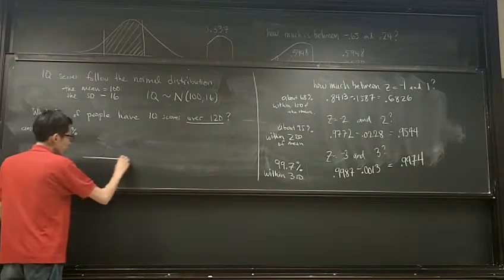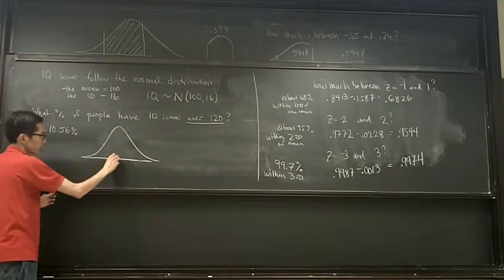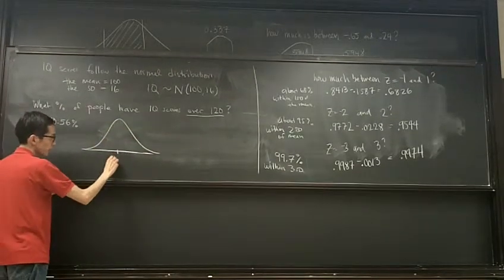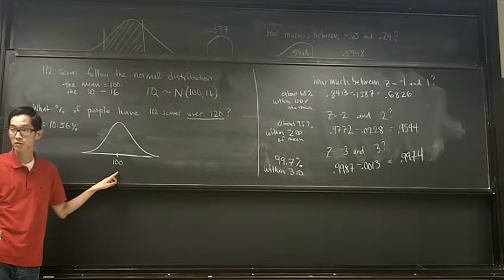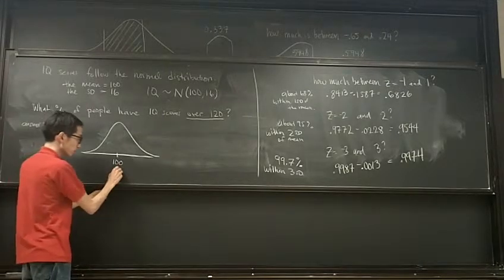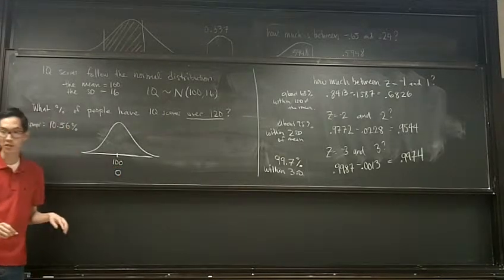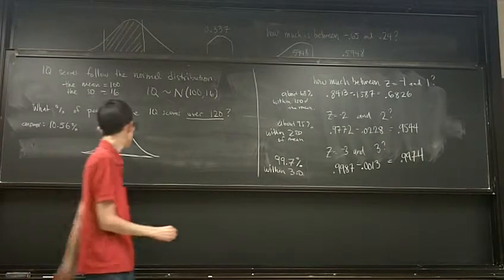So let's draw a little picture here. What number goes in the middle? 100. This is the mean. What is the z-score associated with 100? The z-score is 0. How many standard deviations are we from the mean? When we're at 100, we're 0 standard deviations from the mean.